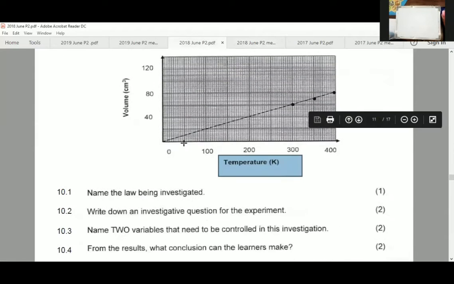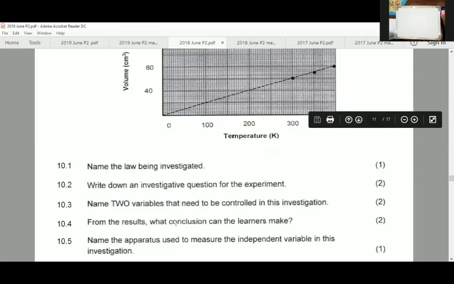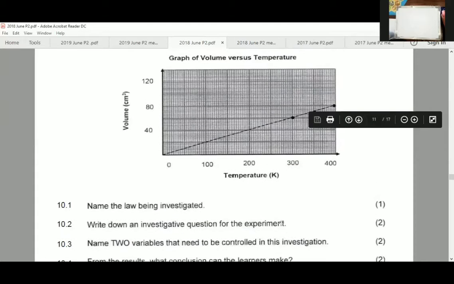Then it says, write down 2 variables that need to be controlled. Because you're changing temperature and seeing how it affects volume, you need to keep pressure constant, and the amount of gas you need to keep constant. Then from the results, what conclusion can the learners make? That volume is directly proportional to Kelvin temperature, because you're getting the straight line graph.